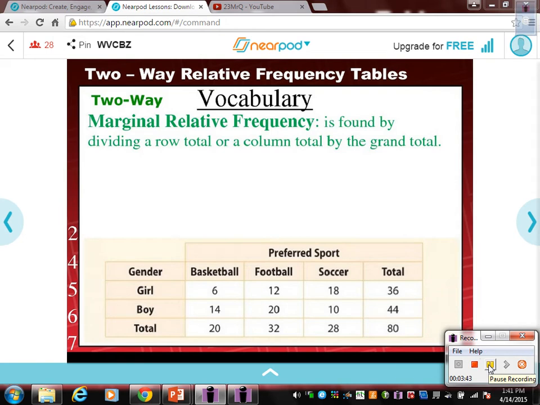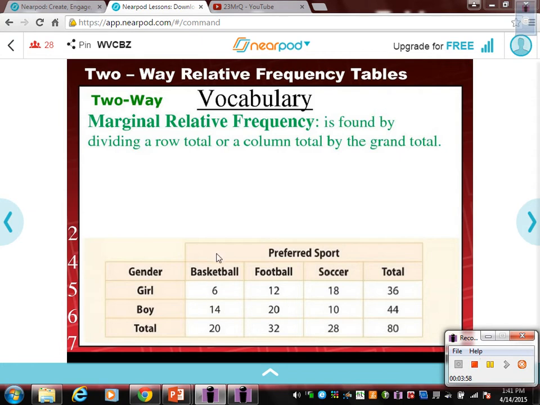All right, so we got that table done. Let's go to the next one. Marginal relative frequency. Okay. Look up, please. Pens down. Check this out. Now that we finished with one-way tables, now we're in two-way tables. Who notices that? This is a different table, right? So now check this out. A marginal relative frequency is found by dividing the row or column total by the grand total.